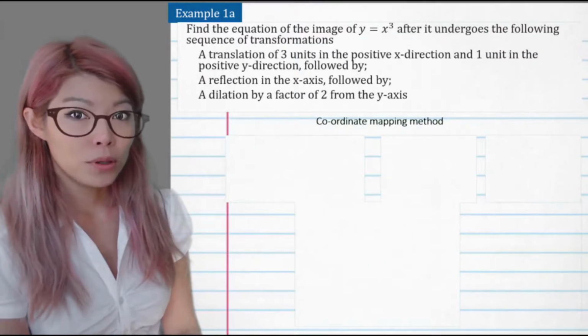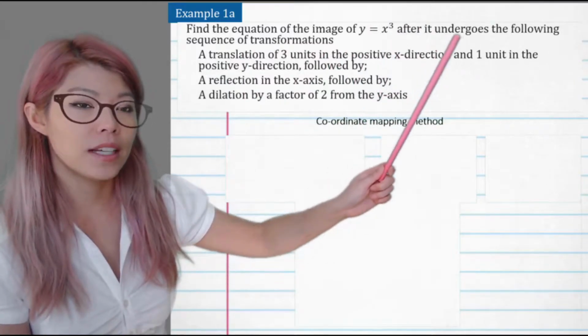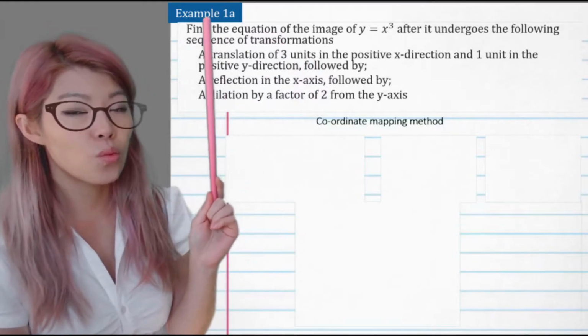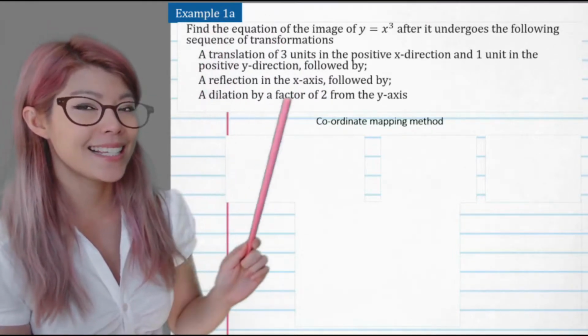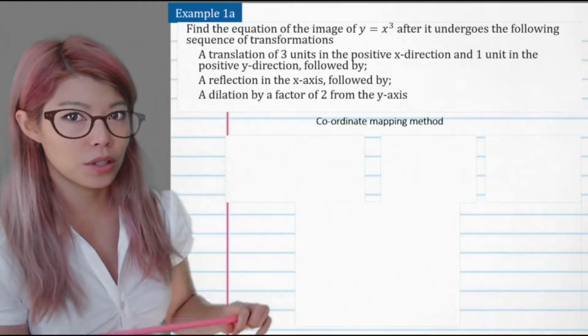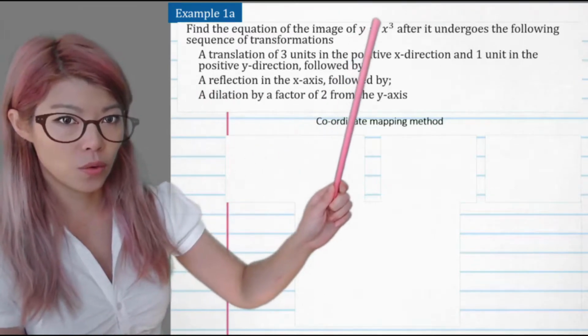So let's do an example. Find the equation of the image y equals x cubed after it undergoes the following sequence of transformations. I'm going to call this 1a because I'm going to do this exact example, and instead of using coordinate mapping method, I'm going to use the substitution method. So let's have a look. So we start with y equals x cubed.